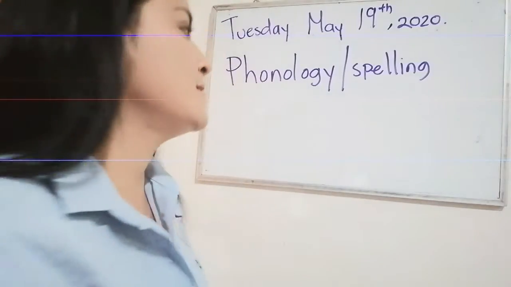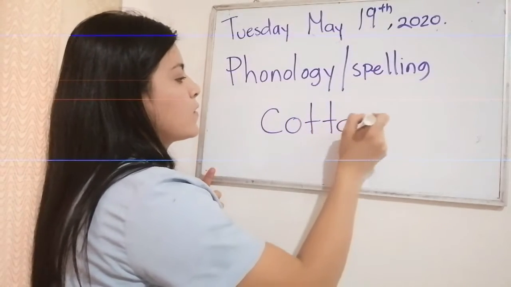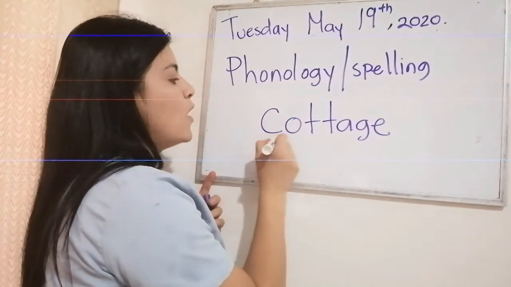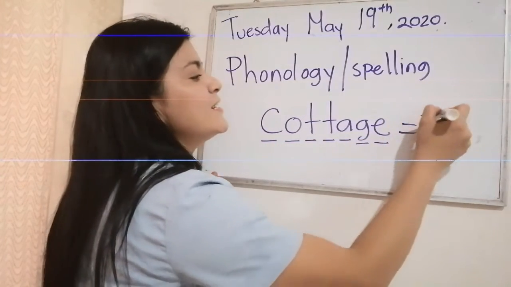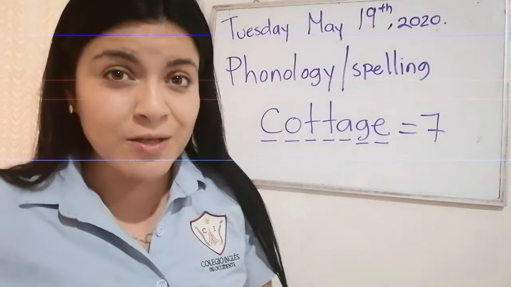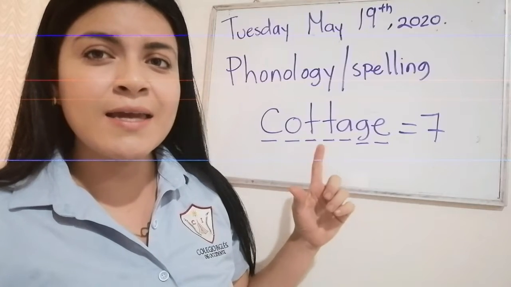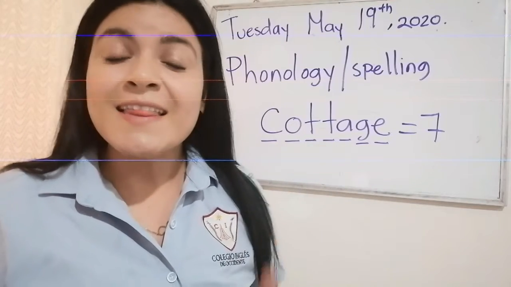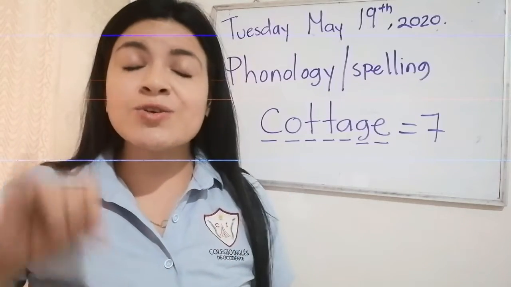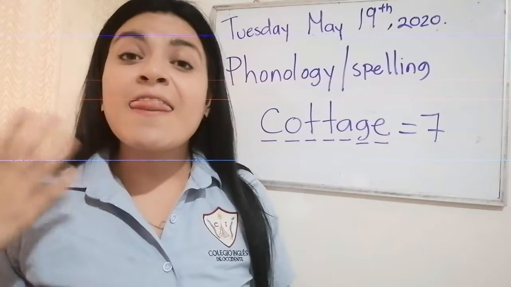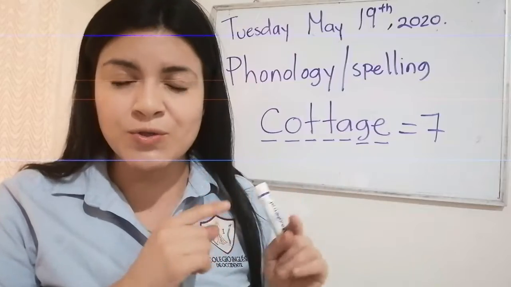Let's see if it's correct. One, 2, 3, 4, 5, 6, 7. Yes, guys, 7. Did I spell correctly? Yes or no? C-O-T-T-A-G-E. Okay, this is your homework for today, guys. To spell each keyword and to count the number of letters that each keyword has. Okay, this is your homework for today.